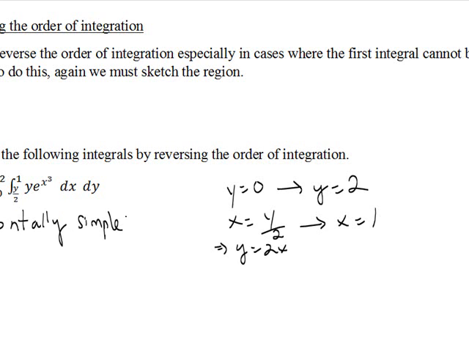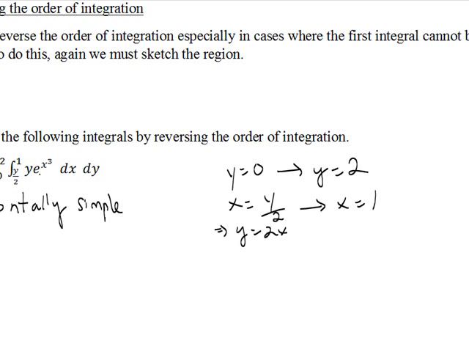And why must we change this? Because we cannot integrate this. Try integrating this thing with respect to x first. You can't. This is e to the x cubed. It cannot be integrated with respect to x. Alright? So you have no choice but to reverse the order.